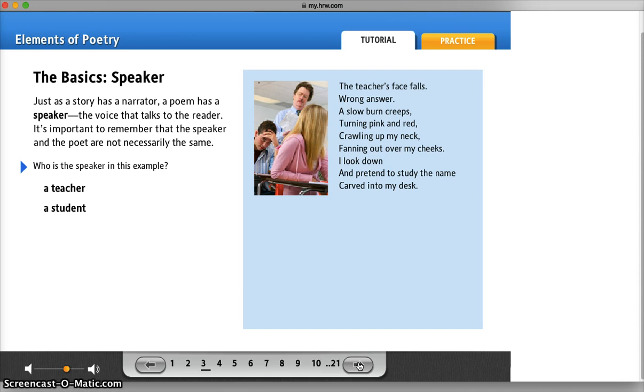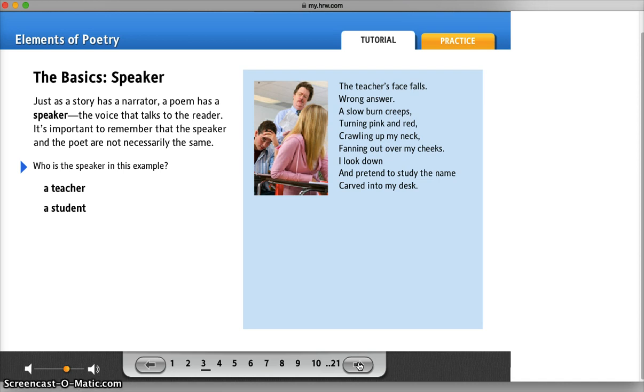The teacher's face falls. Wrong answer. A slow burn creeps, turning pink and red, crawling up my neck, fanning out over my cheeks. I look down and pretend to study the name carved into my desk.